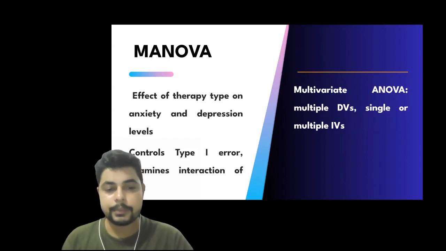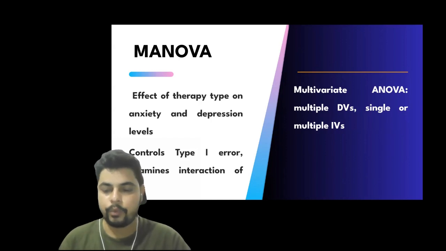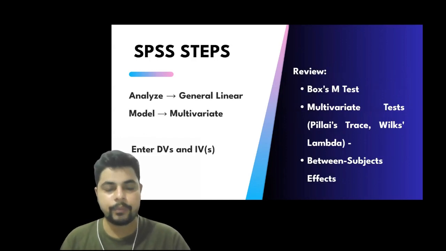And the second thing is to examine the interaction of DVs. So basically, here are the two things that we get from the MANOVA. These are the benefits that we get with MANOVA. If we have multiple DVs and multiple IVs, we do the MANOVA. So these are the simple steps that we run in SPSS.